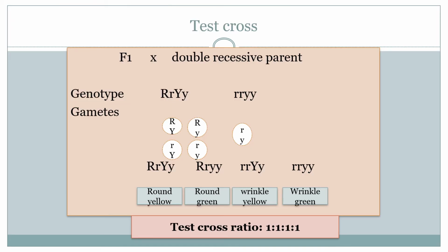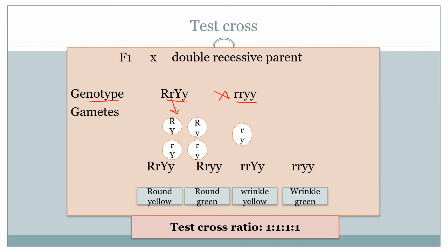Fine. Now we'll go for the test cross for the dihybrid cross. The test cross means the cross between the F1 with the double recessive parent. Here the F1 is capital R small r and capital Y small y, and here the double recessive parent is small r and small y. So you have to write like this, capital R Y and capital R Y. For this I am showing, and here the gametes are small r and small y.